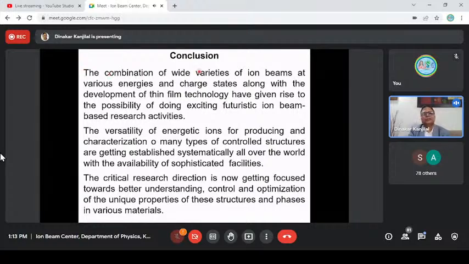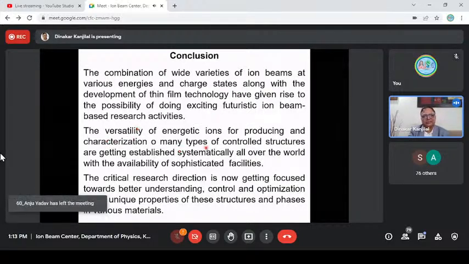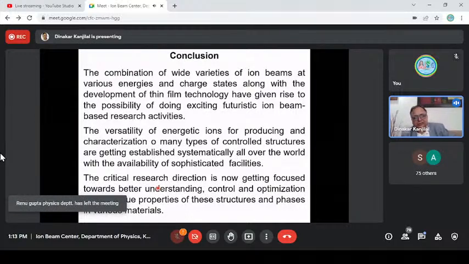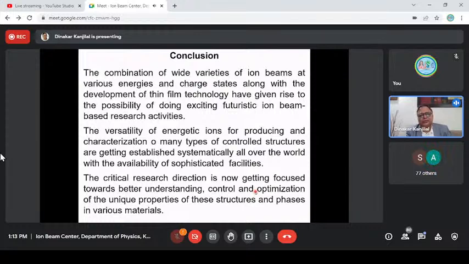So the combination of wide varieties of ion beams at various energies and charge states actually gives us a lot of flexibility of thinking, working in the direction for future research, and understanding the process. By the way, we have to keep publishing also to survive and produce new manpower. They will also add to the value, add to the new thinking. This understanding and control, actually reproducibility, is very important.